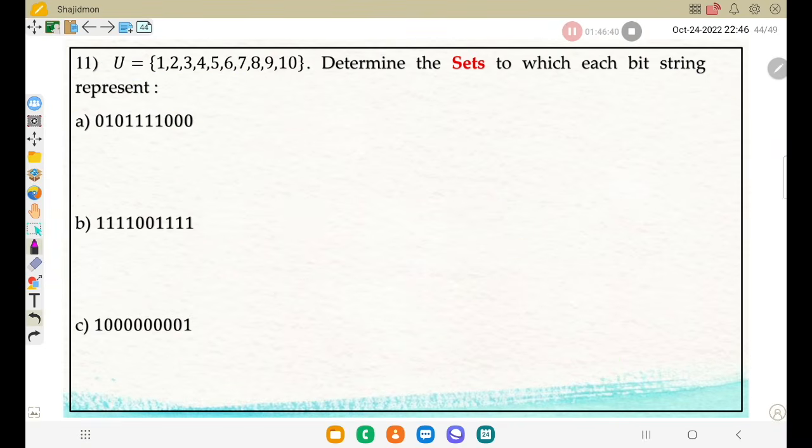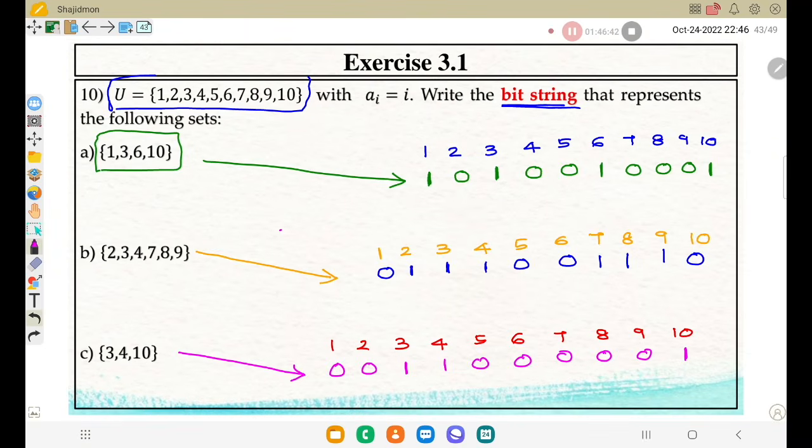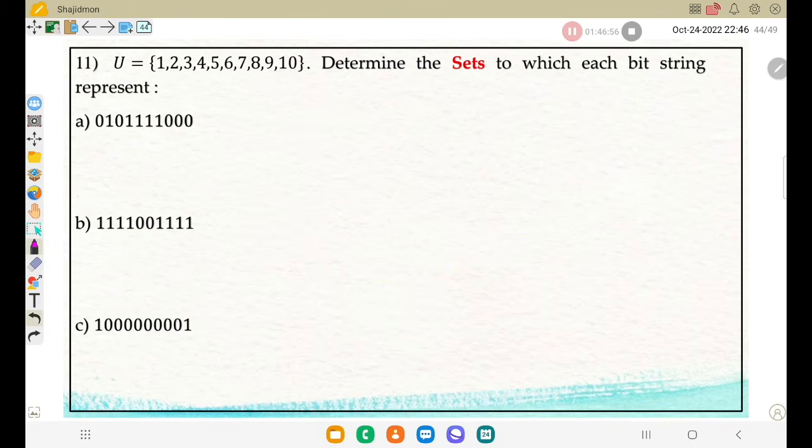Okay, now if you are given a bit string, how can we write the set? That is the next question. Here we had the set, and from the set we wrote the bit string. Now if you are given the bit string, how do you write the original set? Okay, we will go to this question.